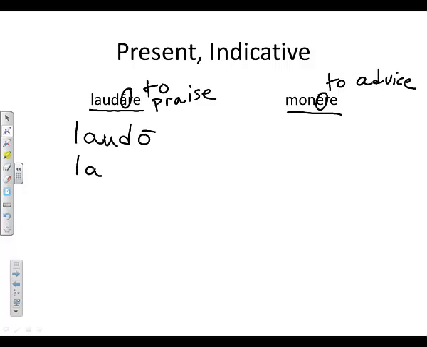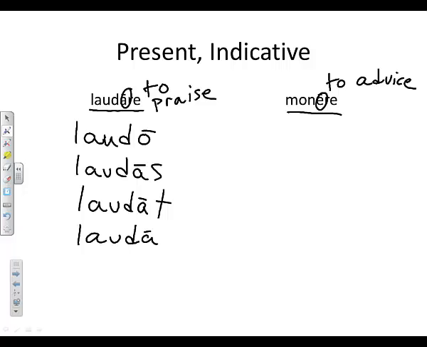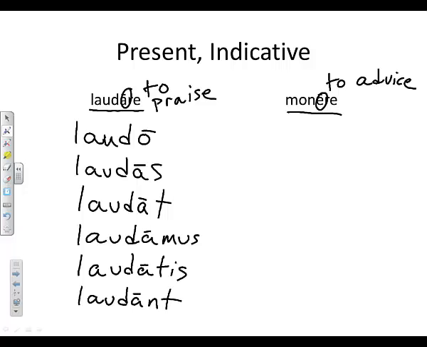Then, let's go back to that root again. Lauda. If you want the second person, you praise, laudas. If you want the third person, he, she, or it praises, you just get lauda and then laudat. If you want the first person plural, you get lauda again, and laudamus, we praise. If you want the second person plural, you get lauda, and then y'all praise, laudatis. And finally, they praise, the third person plural, you just get this root, add nt, laudant, they praise.